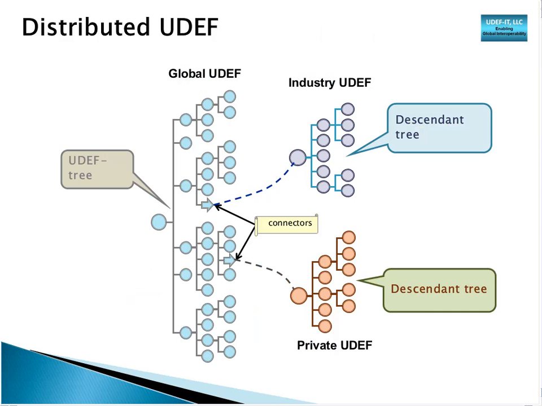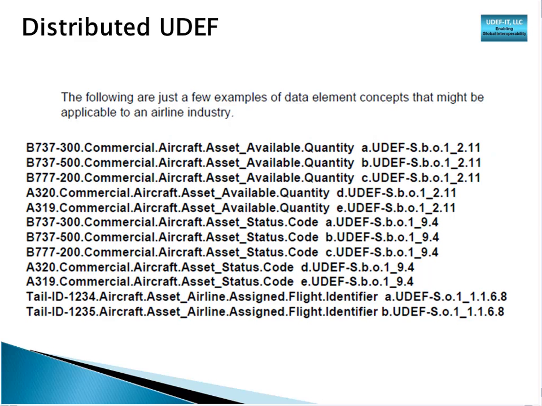And to do that then, there's the public UDEF, which is that global UDEF, and then industry-specific or private extensions. And so at a given node, then there would be descendant trees that deal with those topics that you want to take just to the industry or to within your enterprise. And so that's a concept that's being developed within the Open Group. And again, if anyone's interested in participating in that topic more, we welcome those participants.